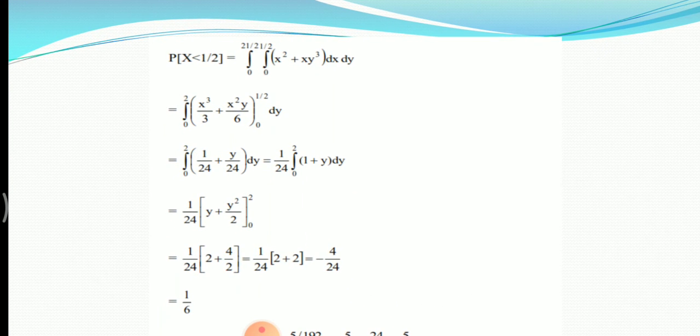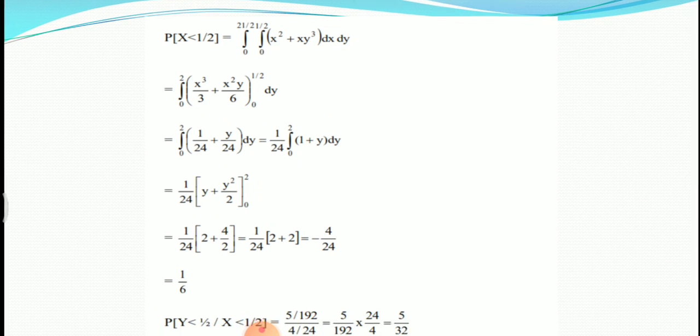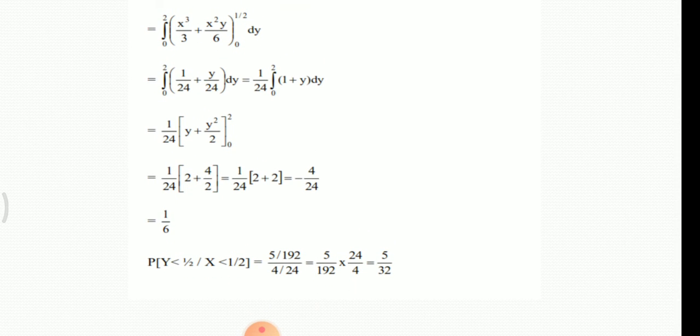Next, X less than 1 by 2 means the double integral of (x squared plus xy by 3) dx dy. For the given limits you integrate, and I get the answer 1 by 6. So the final answer: 5 by 192 is the numerator, 1 by 6 is the denominator value. Final answer 5 by 32.